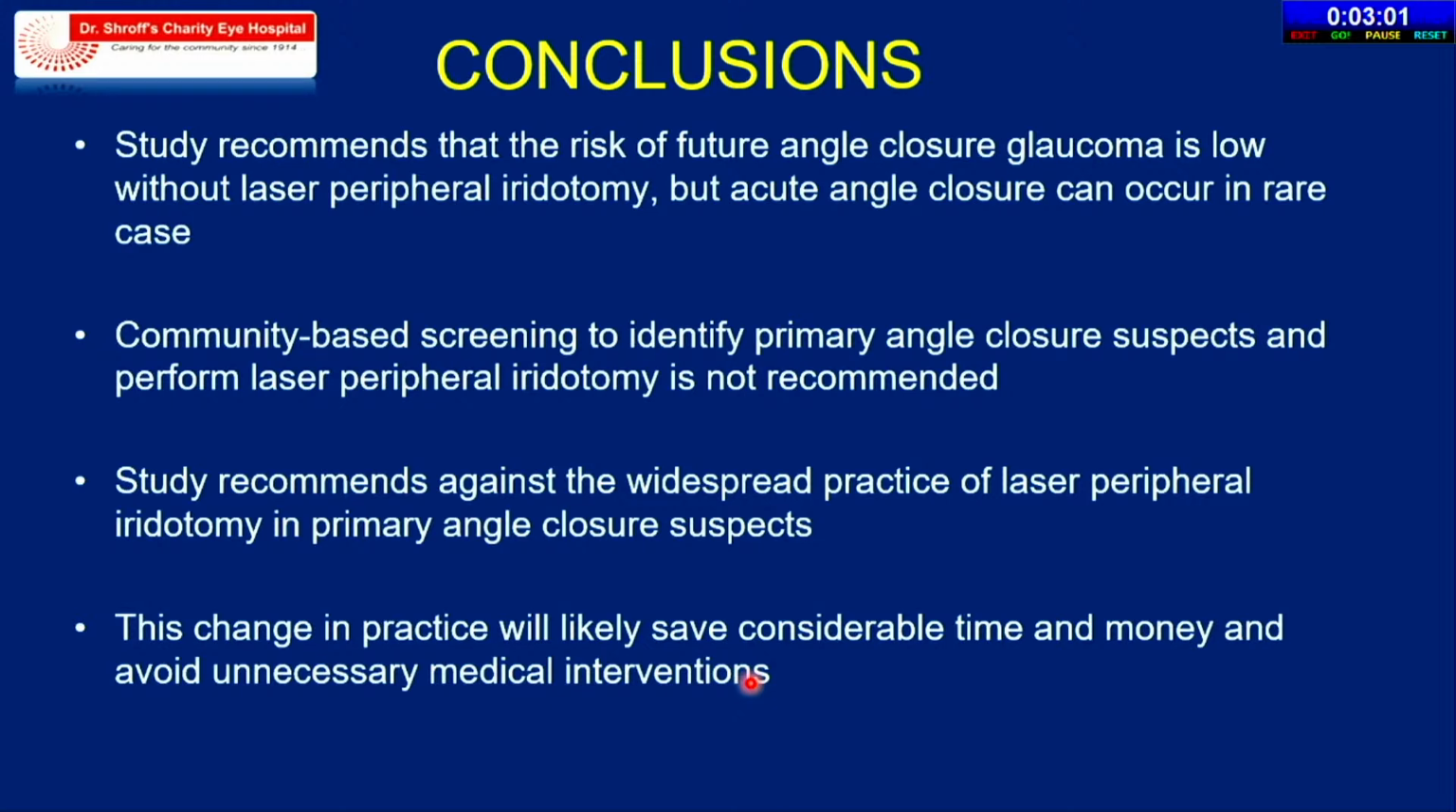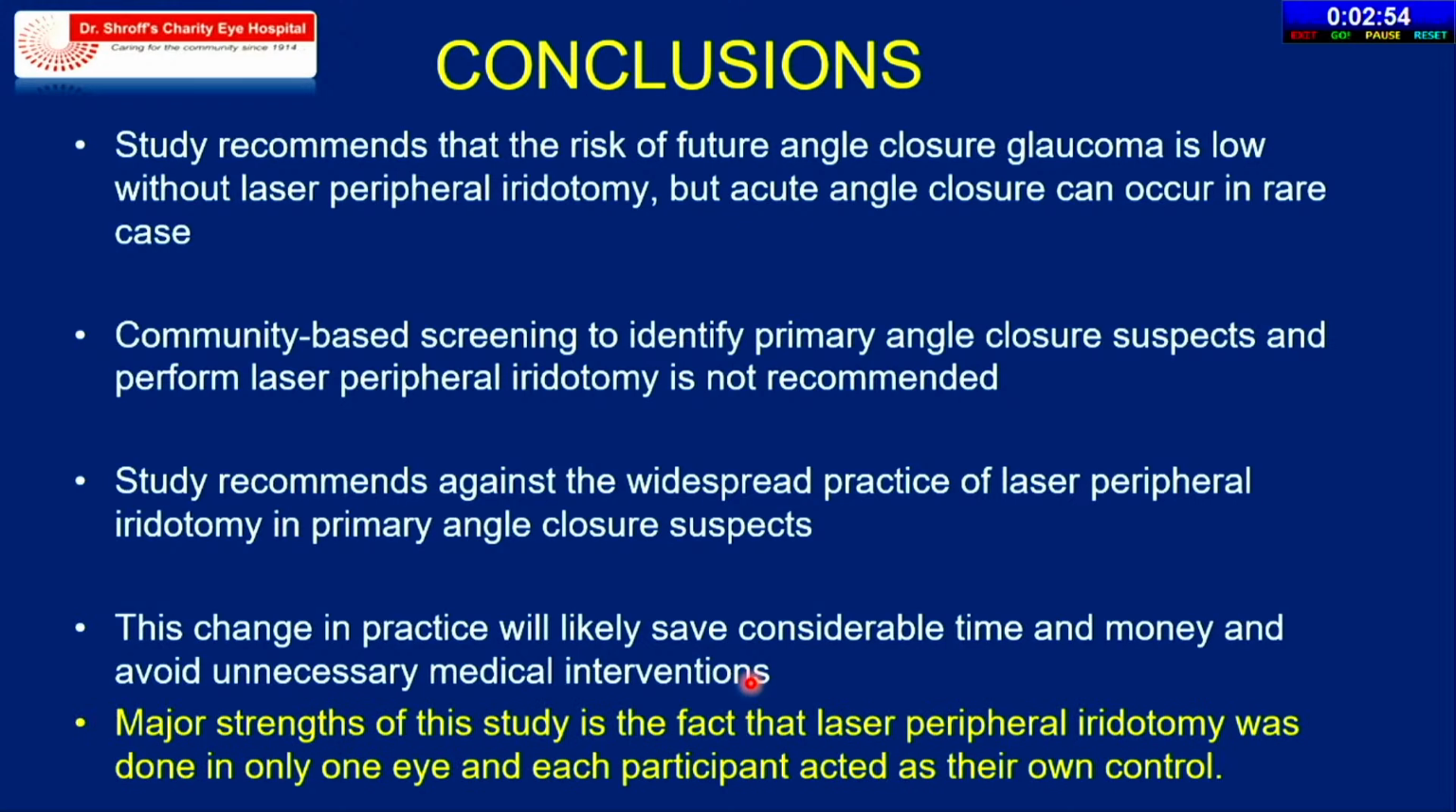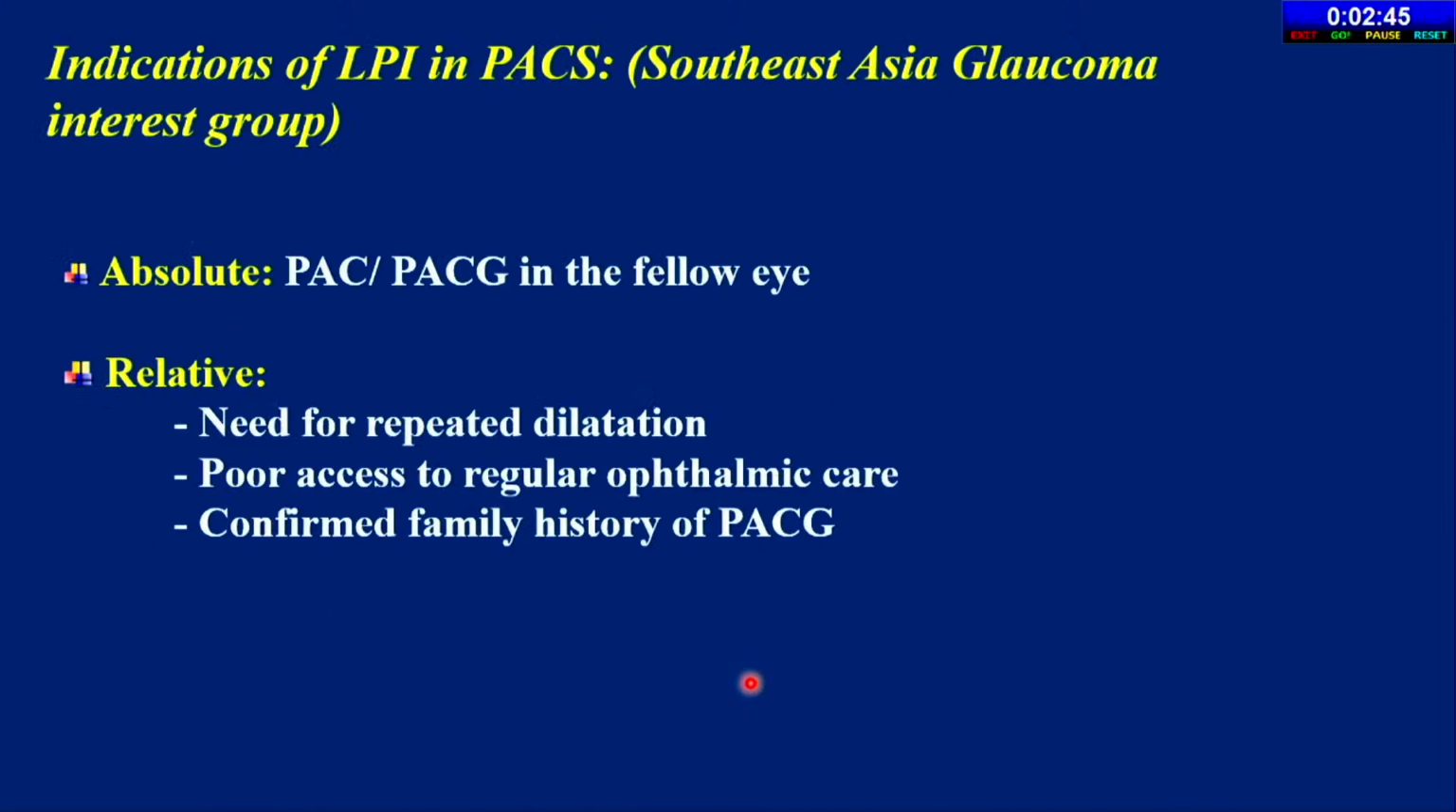So you don't need to actually go and screen for angle closure suspects in the community. And the major strength is that one eye of each patient acted as its own control. So I think that was a major strength.